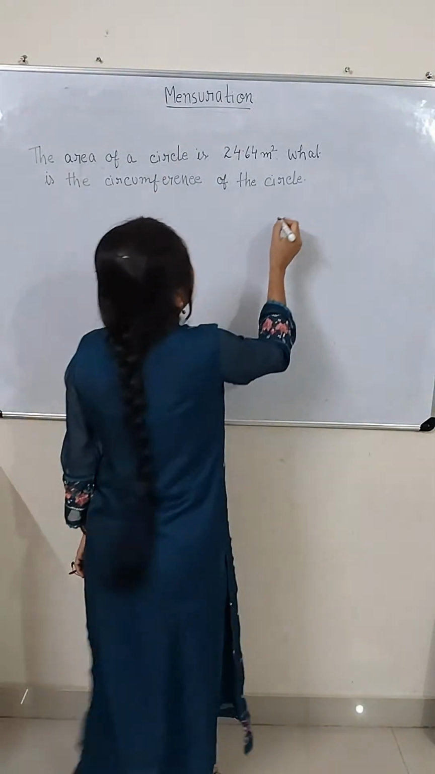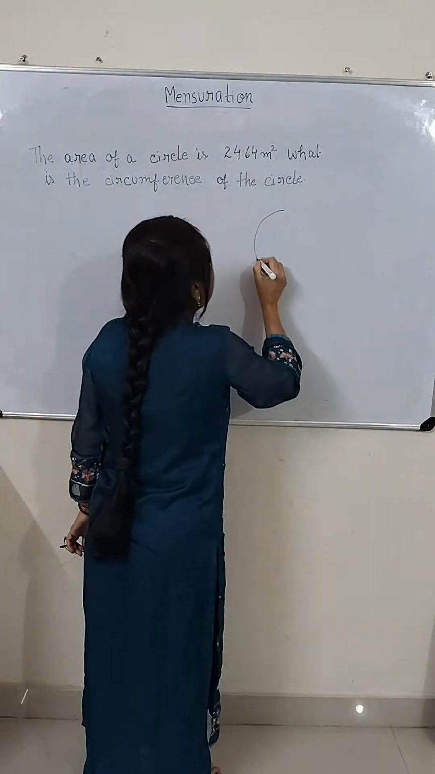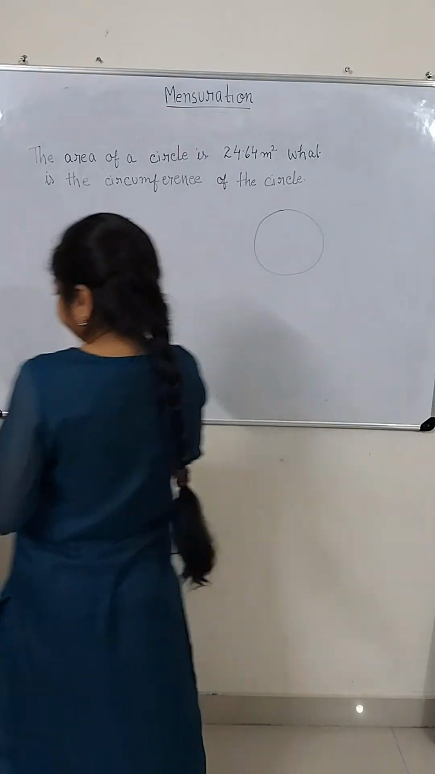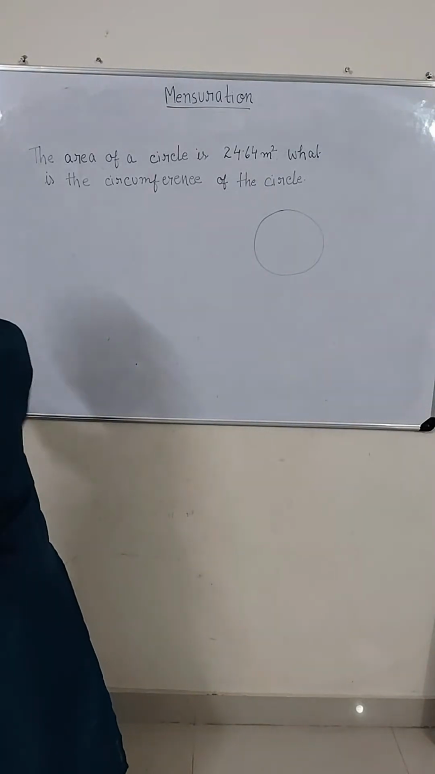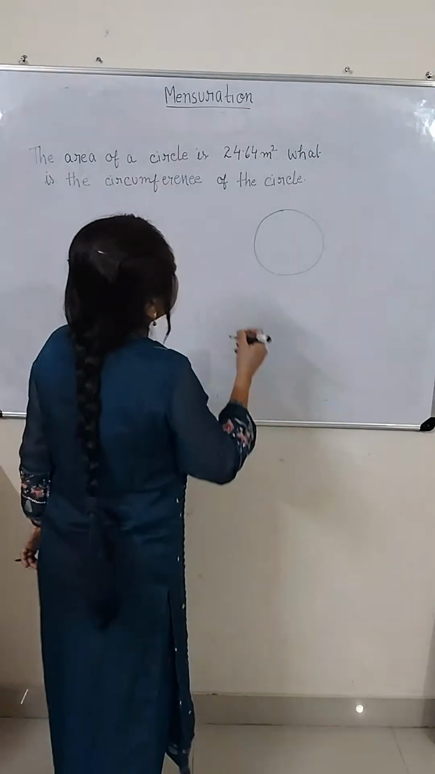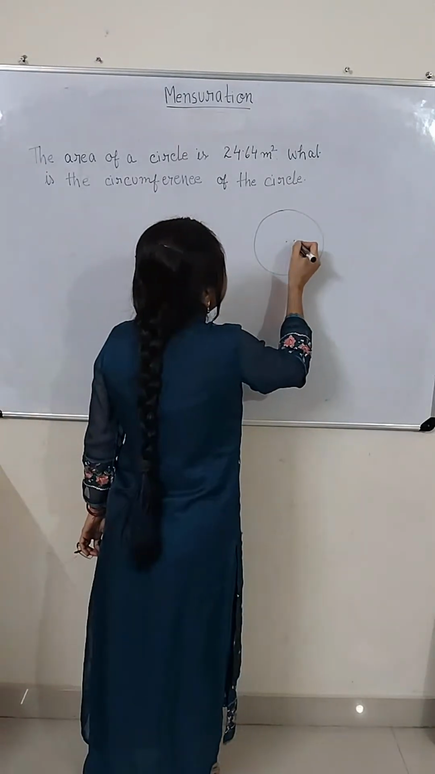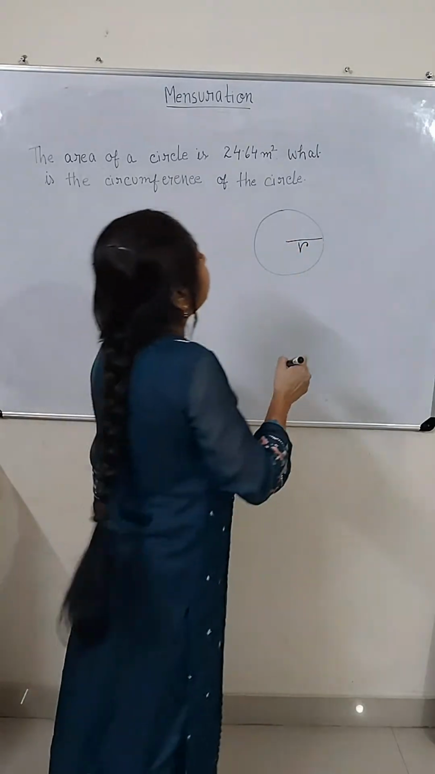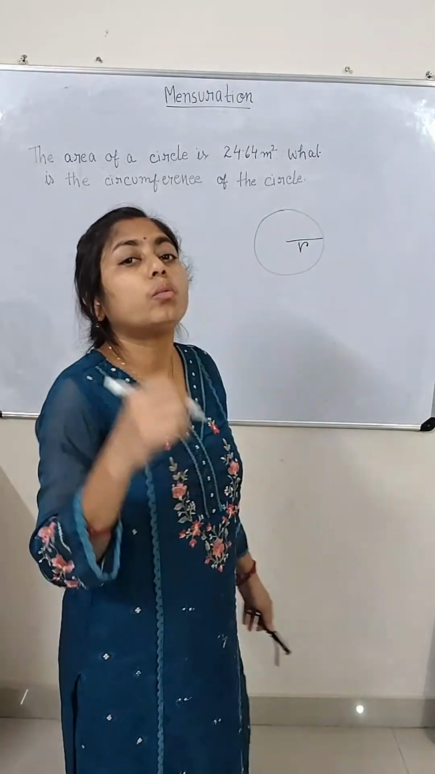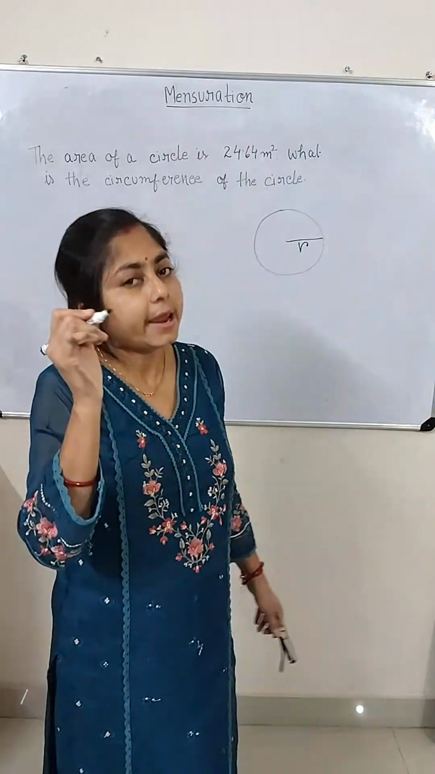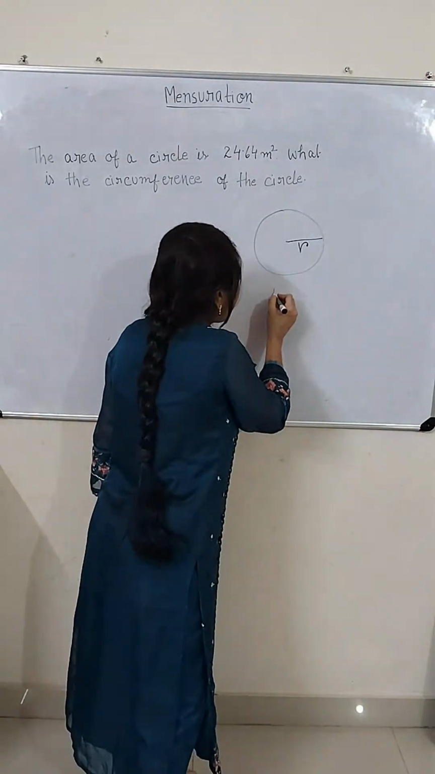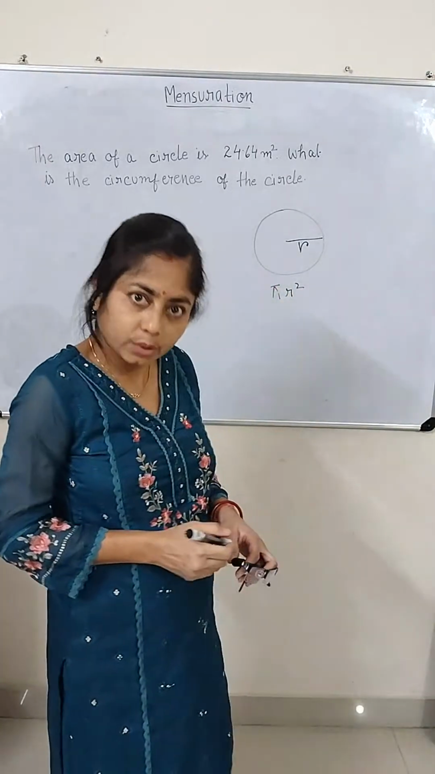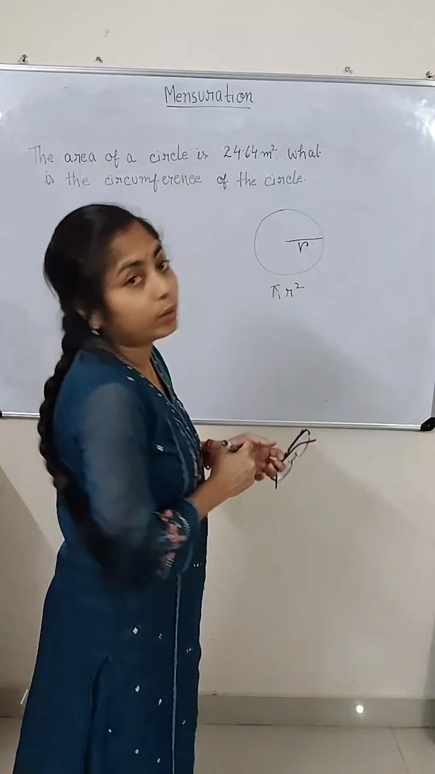What is the area of a circle? So first I draw a circle. Here, this is the radius. I draw R. And they tell the area. So what's the formula of the area? It is pi r square. So I apply the pi r square formula. Okay, clear?